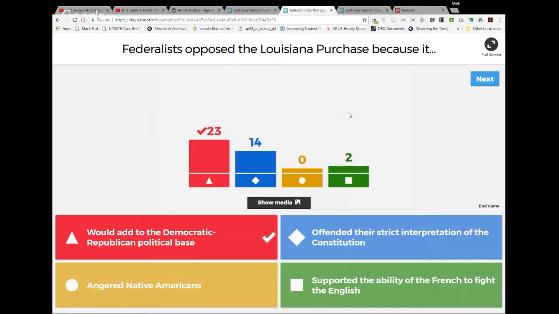And Jessica says, could a case be made for green? And Ryan Sung says that's kind of sketchy, and that is true. So if you're looking at this, supported the ability of the French to fight the English, the only way you can make that case is that the French would have more money to be able to do that, and Napoleon's running around trying to conquer Europe at the time. But I would say you wouldn't want to go with that, because the Federalists really weren't terribly opposed to that, besides the fact that the Democratic Republicans favor them. Yes, so Jessica got it.